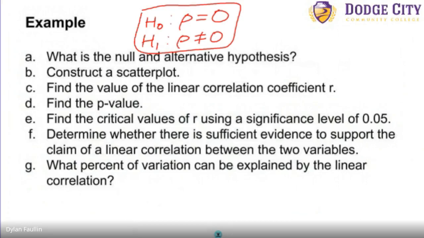All right. Construct a scatter plot. I think let's just skip that. We won't bother with that. Find the value of the linear correlation coefficient R. You guys already did this with the LinRegTTest. Find the p-value. We already did that. Find the critical values of R using a significance level of 0.05. That's what we did with the chart. It was 0.707.